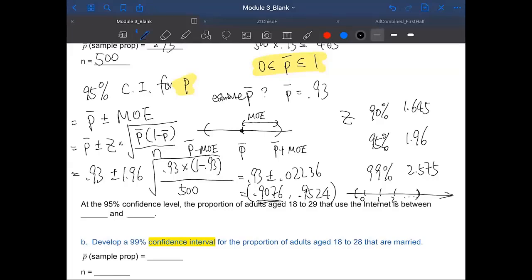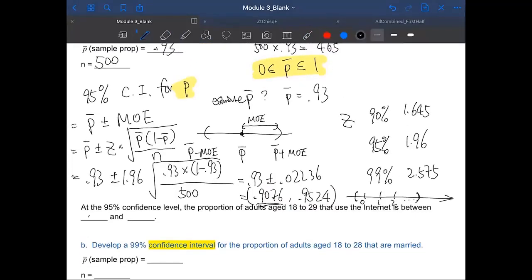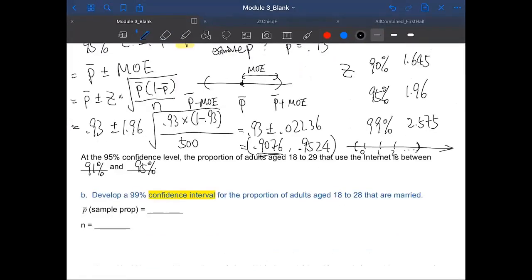This means, at a 95% confidence level, the proportion of adults in the entire population between 18 and 29 who use the internet is going to be between about 91% to 95%. So on average, it's going to be between 91% to 95%.